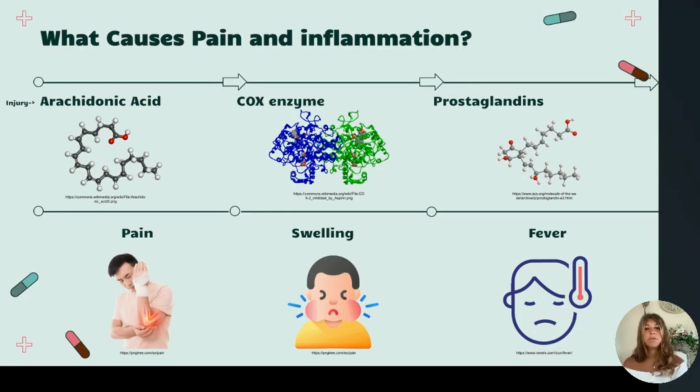Prostaglandins are responsible for many of the symptoms we feel after an injury. They make nerve endings more sensitive, which causes pain, and they also increase swelling by allowing more fluid to move into the injured tissues. And they can also cause fever. Without prostaglandins, the inflammatory response becomes much smaller. That's why NSAIDs work by targeting the enzyme that makes prostaglandins instead of targeting the pain directly.